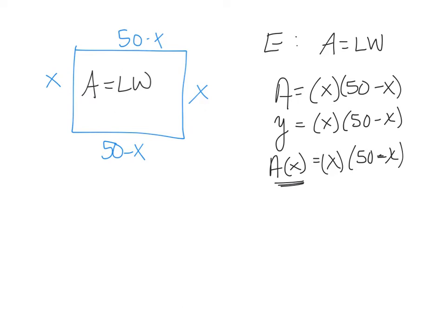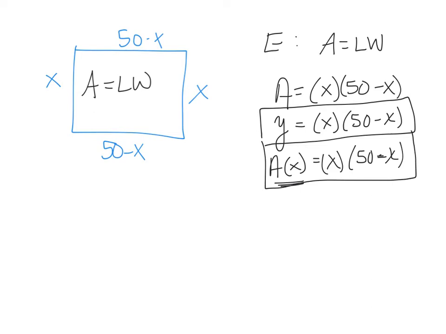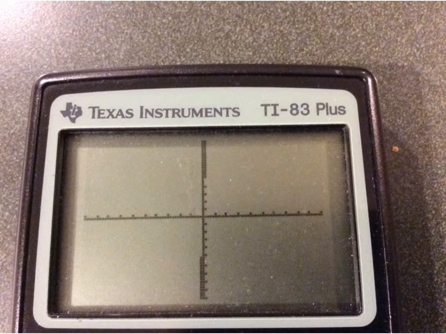So plug that into your graphing calculator, y equals x times 50 minus x. You don't even need to simplify it. You can just plug it in like that, but we know that the y-axis is really the area. So I'm going to take a picture of my calculator when I do this. Now I can see that there's some function here, but this is a zoom standard. This is a minus 10 to 10 window and a minus 10 to 10. So that's not helping me very much.